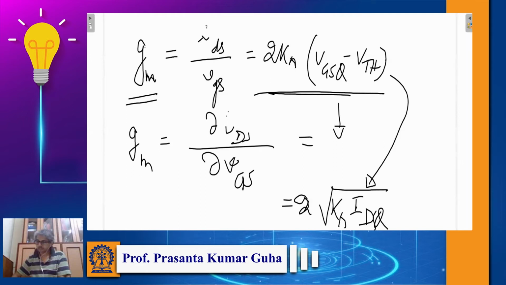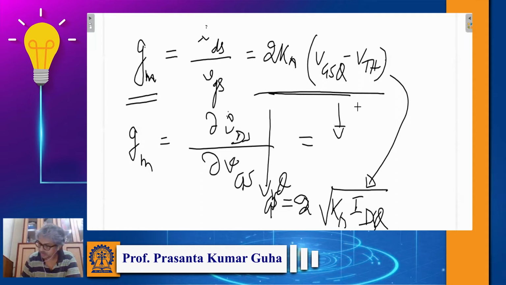Yes, so for the second expression for GM, is it supposed to be V capital DS by V capital GS? If it's capital GS, then the expression doesn't match. No, it should not. It's not capital GS, it's basically small GS. It is at VGSQ. Okay, thanks. You can replace this with this one.